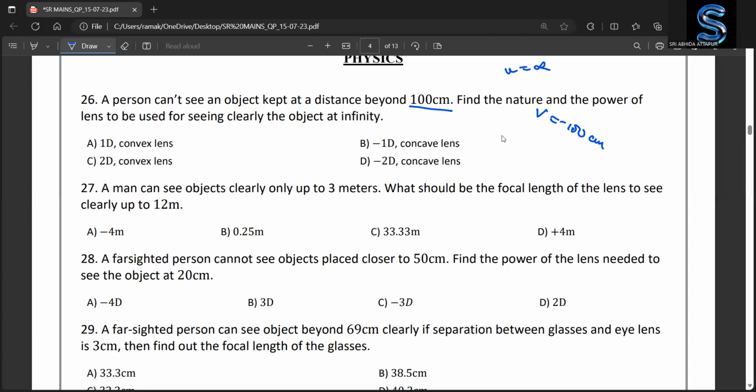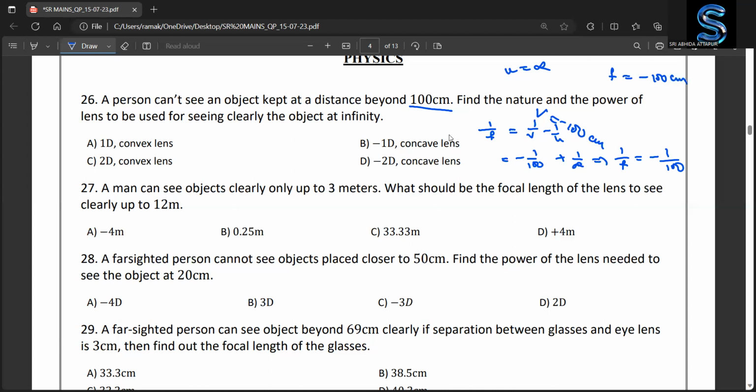Based on that, when we consider the focal length equation, we know that 1 by f equals to 1 by v minus 1 by u. So when we substitute the values here, minus 1 by 100 and minus of plus 1 by 100. So here we can represent that 1 by f equals to minus 1 by 100. So we can represent that f is equals to minus 100 centimeters.